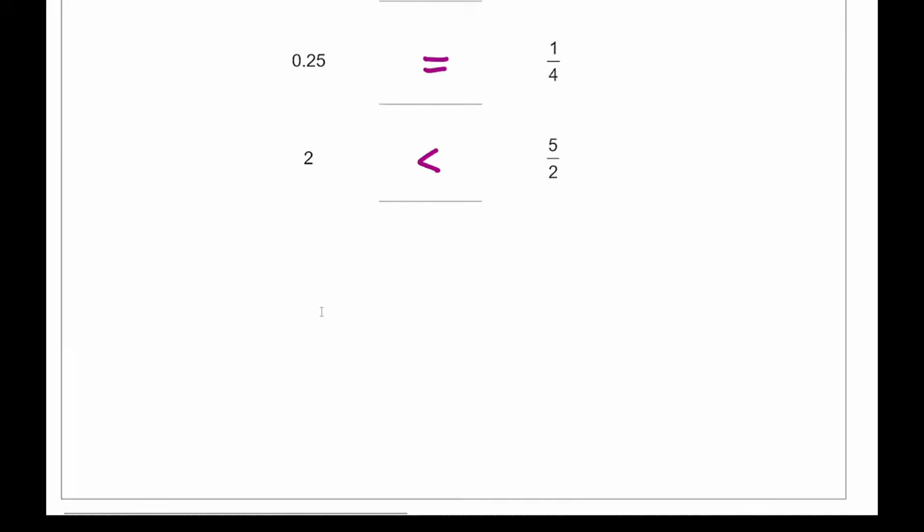It then says complete each statement using one of the following symbols. So here we've got our inequalities and equal sign. Now in terms of the inequalities, you either remember that the crocodile eats the bigger number or that the arrow points in the smaller direction. So for this we should have the arrow pointing towards 2.508. 0.25 is the same as a quarter, and 2 is less than 5 over 2.